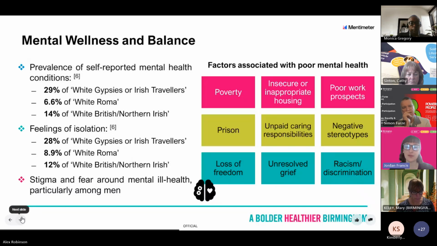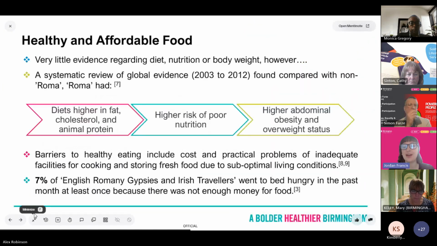When we look at food, there is very little evidence that talks about diet, nutrition, or body weight. There is a systematic review that was identified. It's a little bit outdated, so I'm not 100% sure on whether or not it would continue now, but it looks over a 10-year period at Roma versus non-Roma communities, and identified three main outcomes: that there were diets higher in fat, cholesterol, and animal protein. There was a higher risk of poor nutrition, and there was higher prevalence of abdominal obesity and overweight status. So there is a potential link between being Roma and having poor diet, but again, there's no national database that can confirm one way or another.